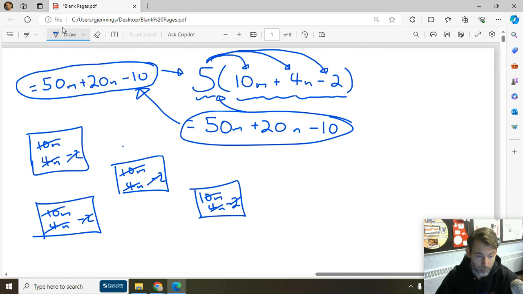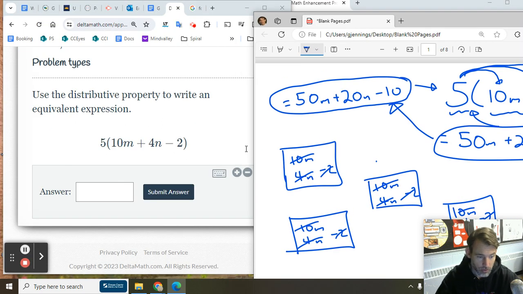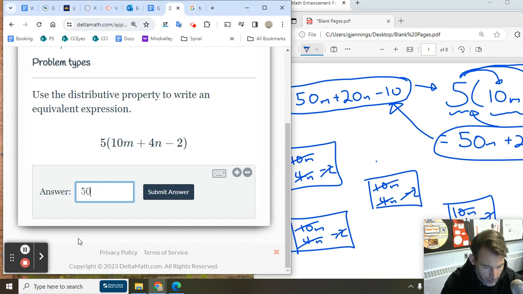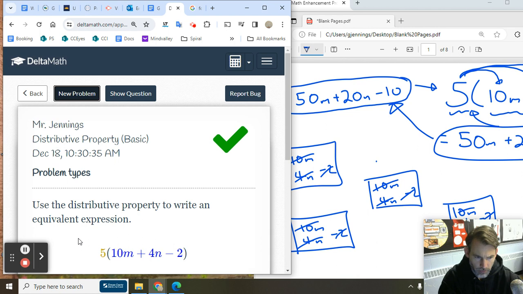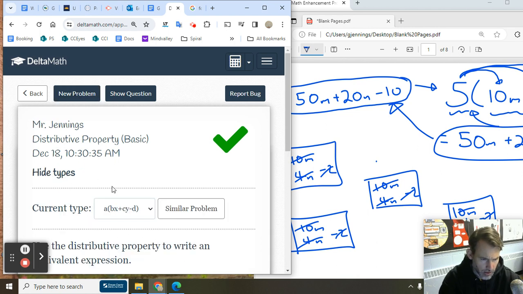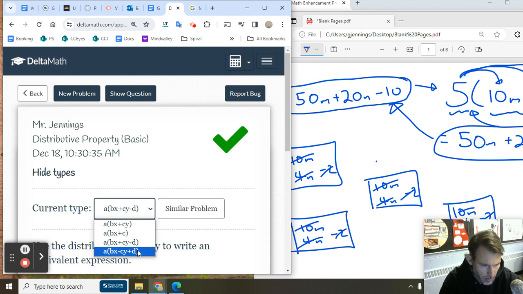It's really cool. So now we know, and we write it in: 50 marshmallows plus 20 noodles minus 10. These are all really similar. That's the distributive property. Let's do one more example.